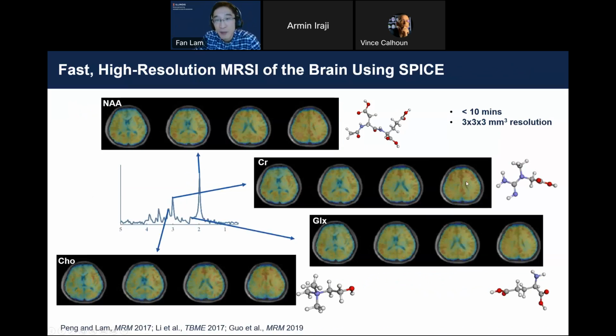Using the SPICE framework, I'm showing you some results from earlier. We are able to achieve almost whole brain fast, high resolution MRSI of the brain, close to the level of spatial resolution achieved by functional fMRI, but in less than 10 minutes. This is an order of magnitude faster than if you had acquired this level of resolution data using, say, a standard chemical shift imaging (CSI) sequence that's available on a clinical scanner.